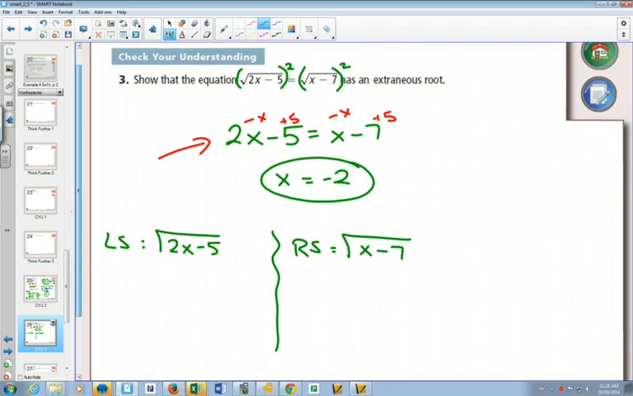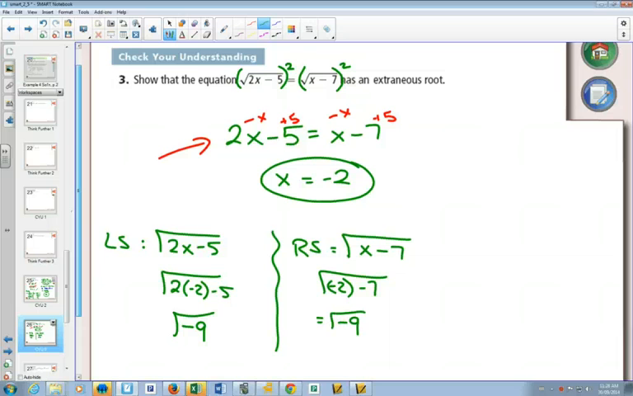This one's interesting because when I plug in negative 2, I'm going to get square root of negative 9 on this side. And when I plug in negative 2 on the right side, I also get the square root of negative 9. And you might be very tempted to say, yes, it works, because they're the same. But it doesn't, because something we should have learned long ago is that you can't square root a negative number.